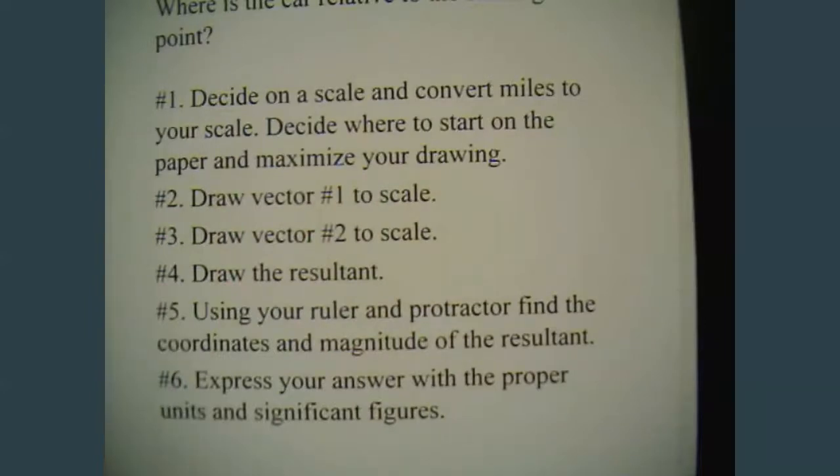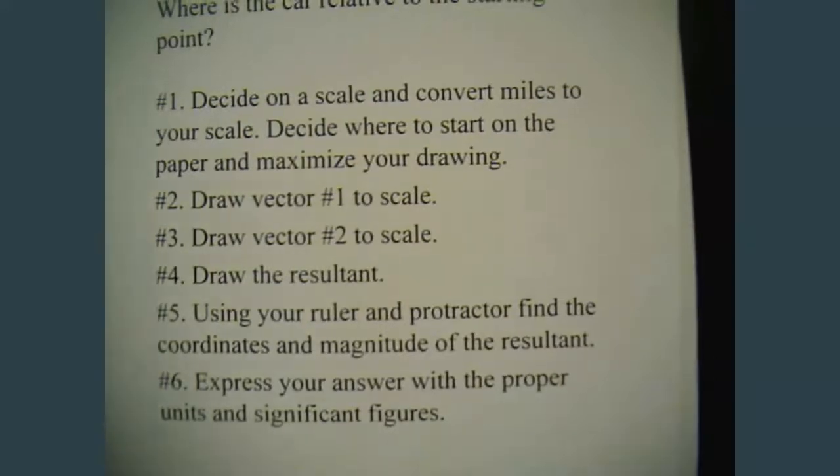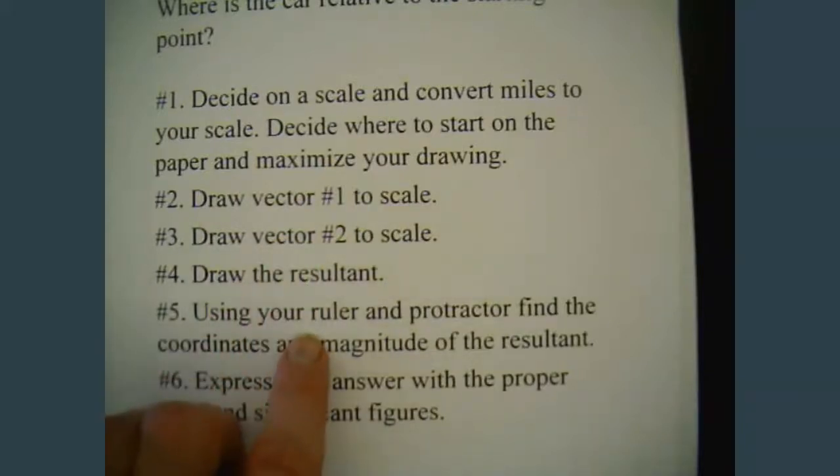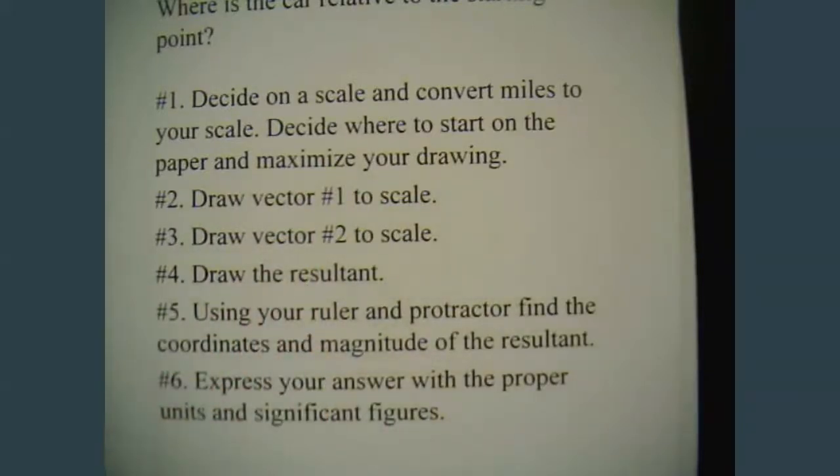It's not going to be very accurate. On the other hand, you don't want it so large where you run off of your piece of paper. So not only do you have to decide on your scale, but you've got to decide where you're going to start on your piece of paper. Draw vector 1 to scale, vector 2 to scale, draw your resultant, and then using your ruler and protractor, find the coordinates and the magnitude then of the resultant.